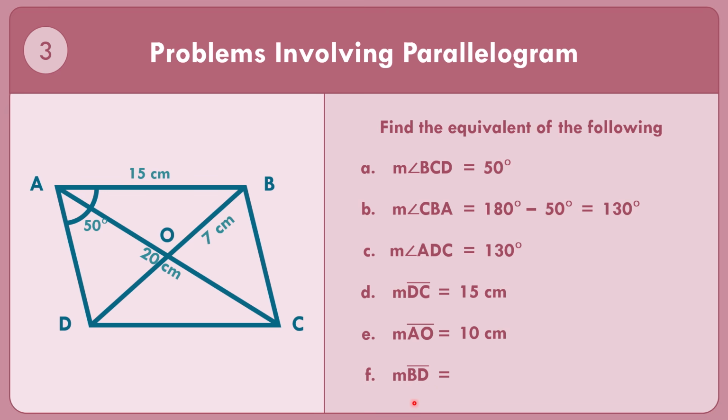How about letter F? Line segment BD. So this is line segment BD. If line segment BO is 7 centimeters, and line segment DO is also 7 centimeters because diagonals bisect each other, how about line segment BD? We need to add 7 plus 7, the answer is 14 centimeters. So line segment BD is equal to 14 centimeters.